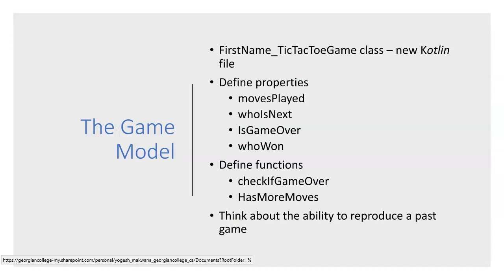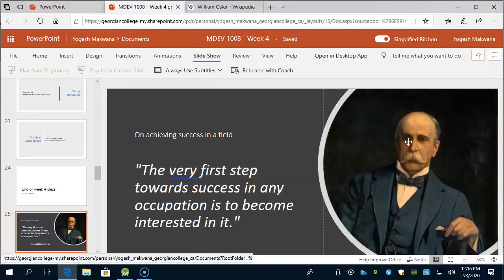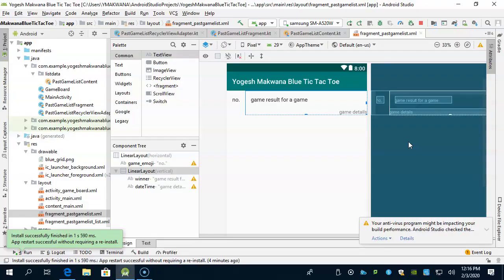Okay, I want to go forward and do this first. To add a grid, we'll add buttons. That's the most logical view type. So that's how the app will interact with the user. Okay, so in your app, open the game board that we added last time.